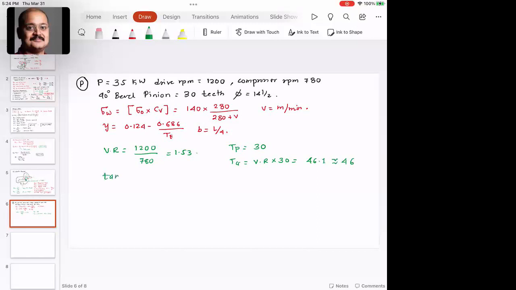So tan of theta P is equal to 1 divided by VR, and that gives you theta P is equal to 33 degrees. Theta P plus theta G is equal to 90 degrees. So theta G is equal to 57 degrees. This is for pinion, and this is for gear.